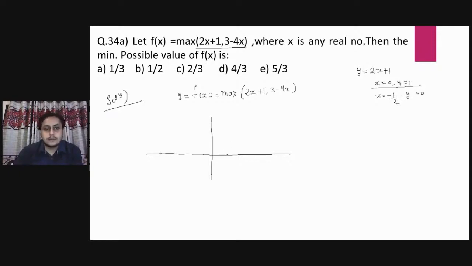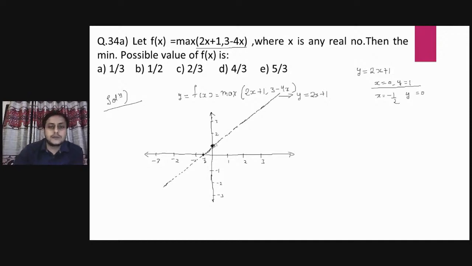So 1, 2, 3, minus 1, minus 2, minus 3, 1, 2, 3, and minus 1, minus 2, minus 3, right? So guys, the first point is (0, 1), means this point. And the second point is (minus 1 by 2, 0), means let's say this point. So join these 2 points, you will get the equation of this straight line, that is y equals to 2x plus 1. Right. So guys, this is the equation of a straight line, that is y equals to 2x plus 1.